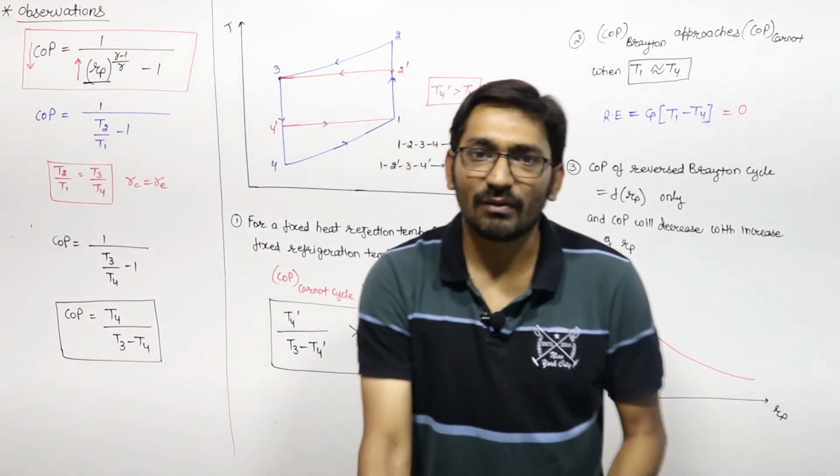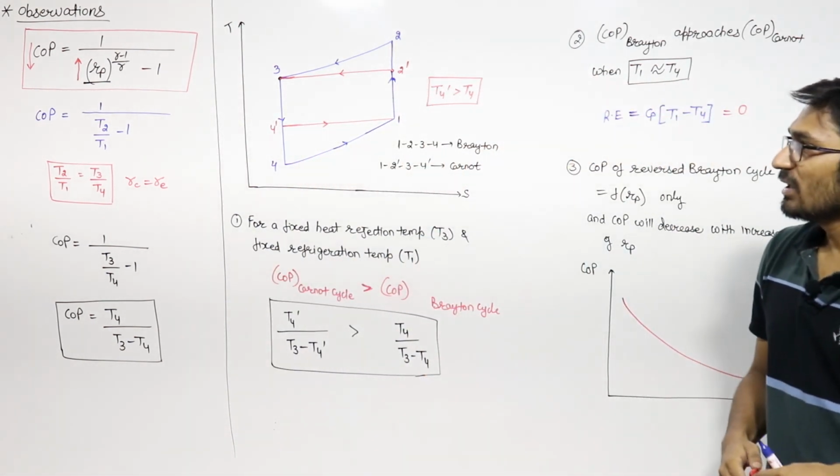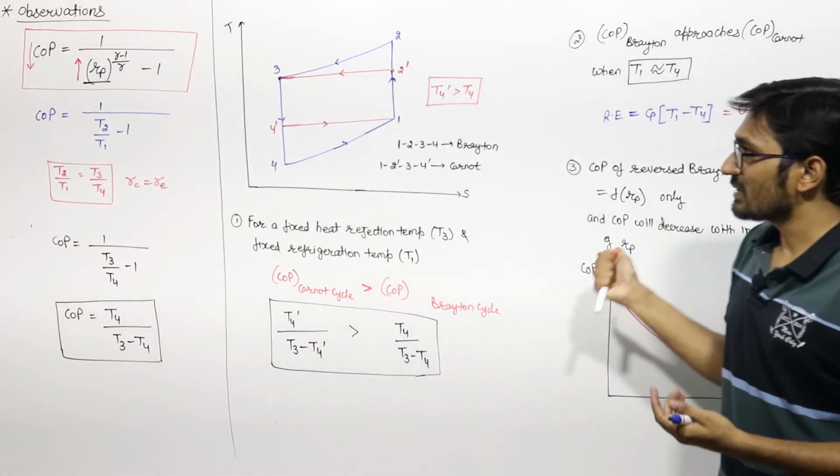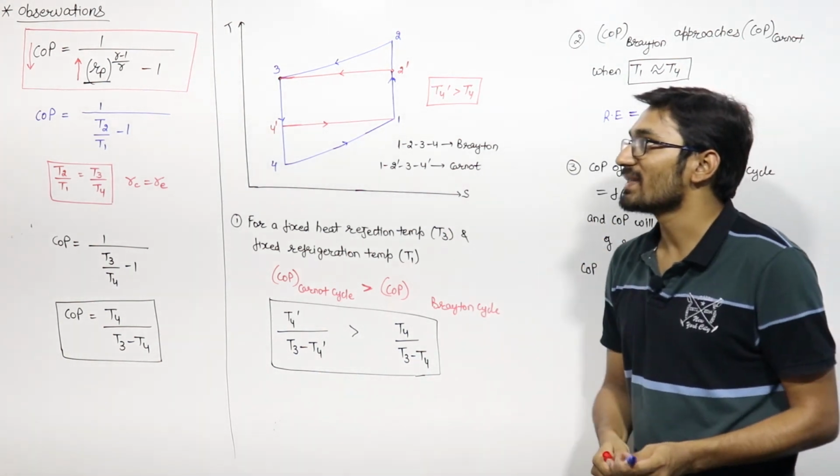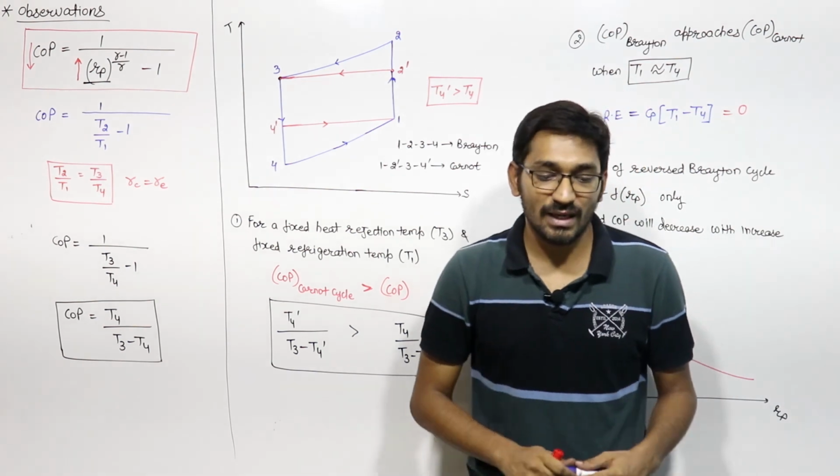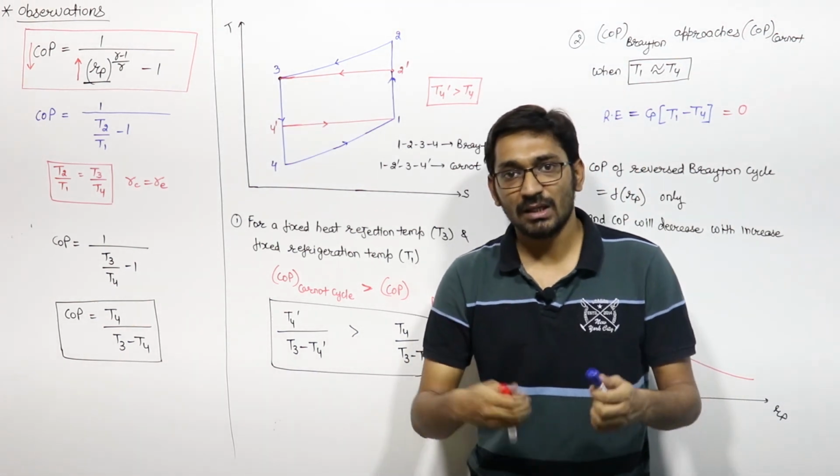So these are some of the important observations which we can make from the study of the reversed Brayton cycle: what is the effect on COP and how the Carnot cycle differs from the Brayton cycle.